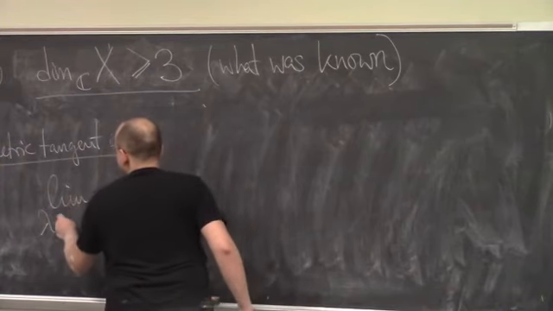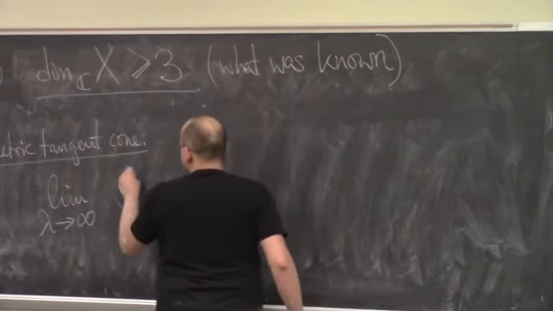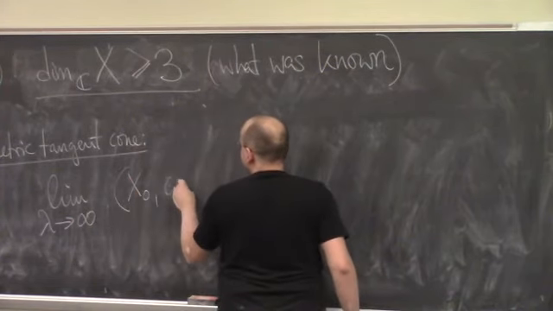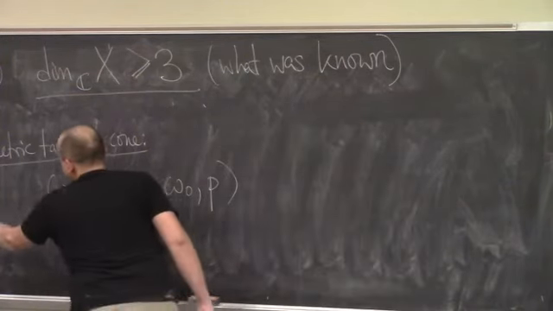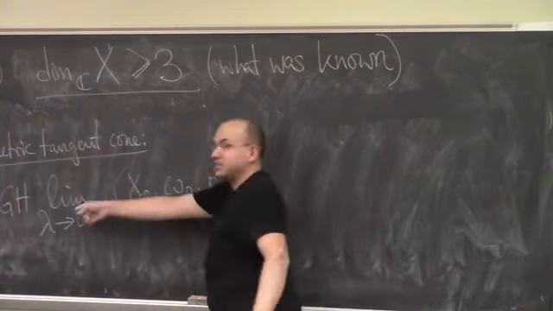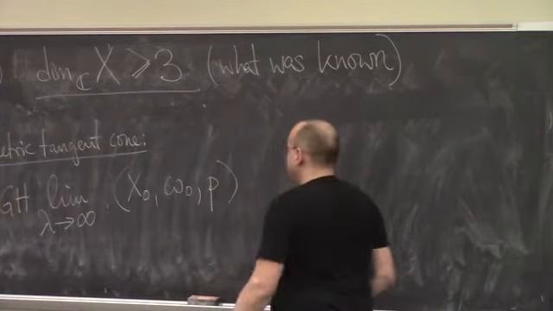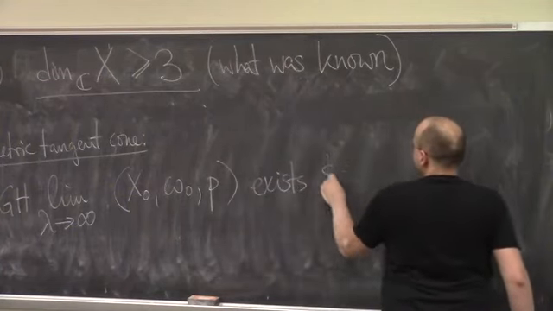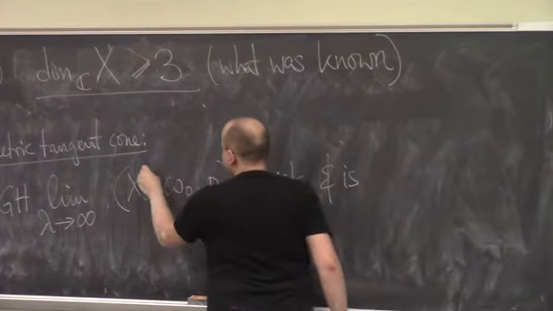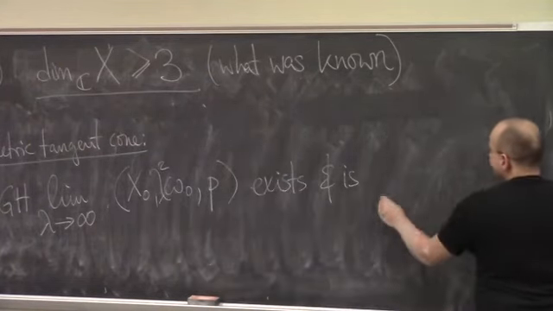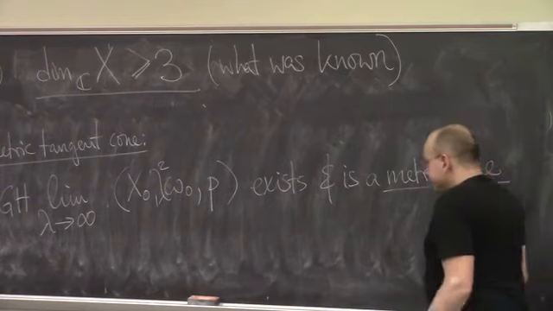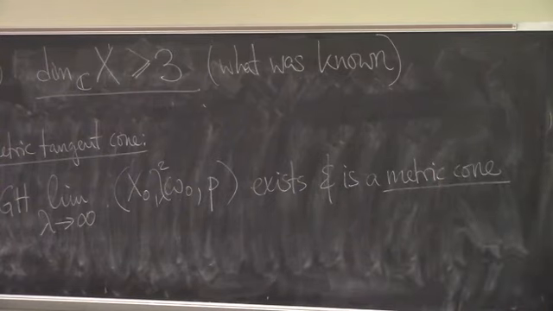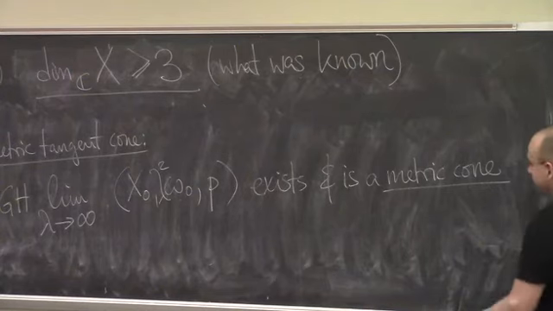Let's see, the limit as lambda goes to infinity of the metric space X0, omega 0, and then fixing p as a base point, it's a pointed Gromov-Hausdorff limit. The statement is that this limit actually exists and is a metric cone. Lambda, blow up, so lambda squared. So what this is saying is that at each singular point, these metric spaces actually look conical in a weak sense.